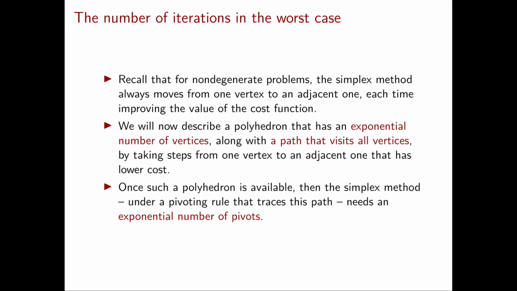Actually, in the polyhedron that we will now see, this path visits all the vertices of the polyhedron. We will also see that in this path, when we move from one vertex to the next, the cost always decreases. Finally, we will see that there exists a pivoting rule that traces exactly this path. Since the path is of exponential length, then also the number of pivots will need to be exponential.